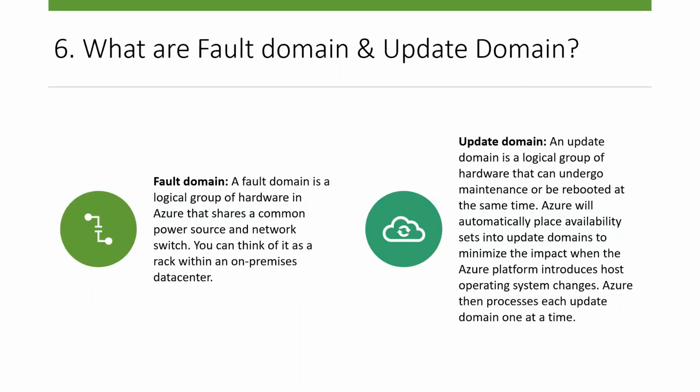Update domain. Virtual machines get update domains automatically once they are put inside availability set. All virtual machines within that update domain will reboot together. Update domains are used for patching of virtual machines. Only one update domain would be updated at a time.